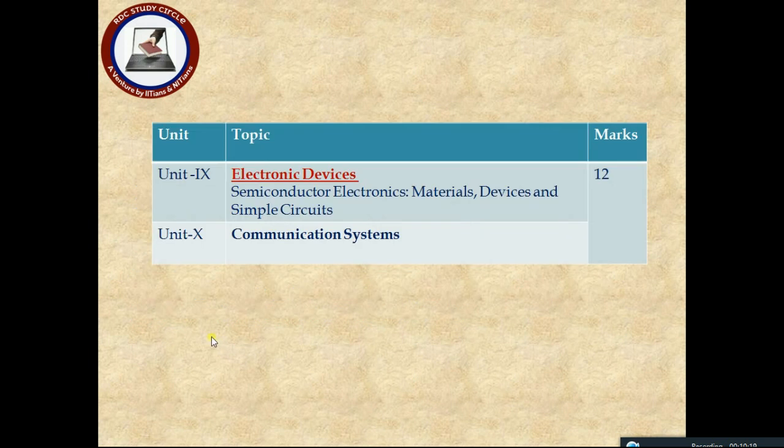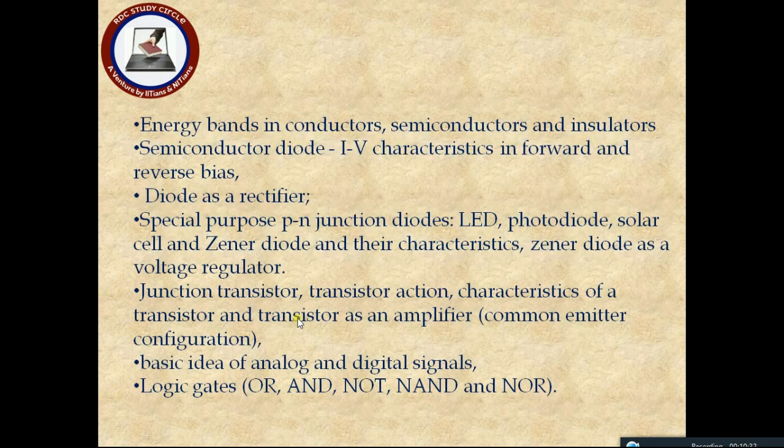And units 9 and 10 of the board exam carry 12 marks. It is based on electronics and communication. In Unit 9, students get an introduction to electronic devices and the topics are energy band in conductor, semiconductor and insulators, semiconductor diodes, their voltage current characteristic in forward bias and reverse bias conditions, application of diode as rectifier, some special purpose PN junction diodes like LED, photodiode, solar cells, Zener diode and their characteristics, and use of Zener diode as a voltage regulator. A brief introduction of junction transistors, transistor action, their characteristics and transistor as an amplifier in common emitter configuration. Some basic idea of analog and digital signals and introduction to logic gates like OR, NOT, NAND and NOR gates.